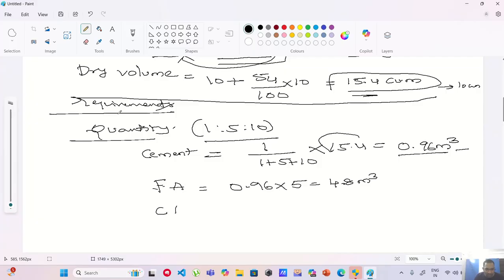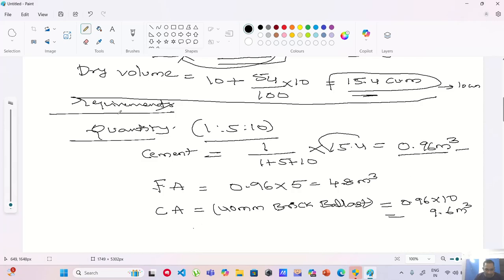Next, coarse aggregate. Here it is clearly defined as 40 mm brick ballast. Instead of coarse aggregate, you can write 40 mm brick ballast, because in the question they clearly gave brick ballast of 40 mm gauge. So I am writing the same thing here. That is 0.96 times 10, and it equals 9.6 cubic meter.